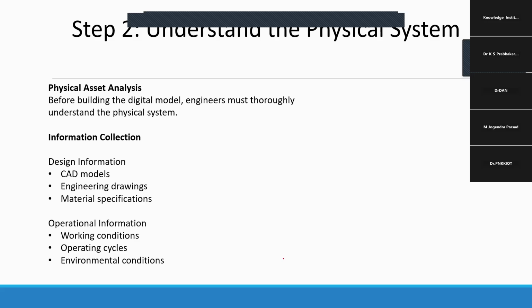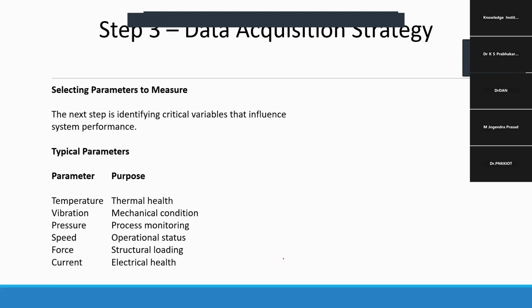Suppose you are developing a digital twin for this CNC machine. We need to understand all the parameters like pressure, temperature and wear. All this behavior, and the environmental conditions, we also need to understand, like spindle characteristics, cutting forces, vibrations and tool wear mechanism. All those things we have to understand. So this is how you understand the physical system.